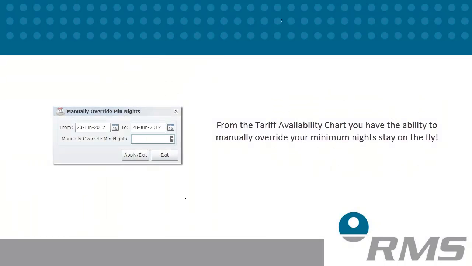Lastly, from the tariff availability chart. Here, you are able to manually override a minimum night stay on the fly by right-clicking on the cell and choosing Manually Override Min Nights. When it comes to tariff availability chart tariffs, this setting will override all others.